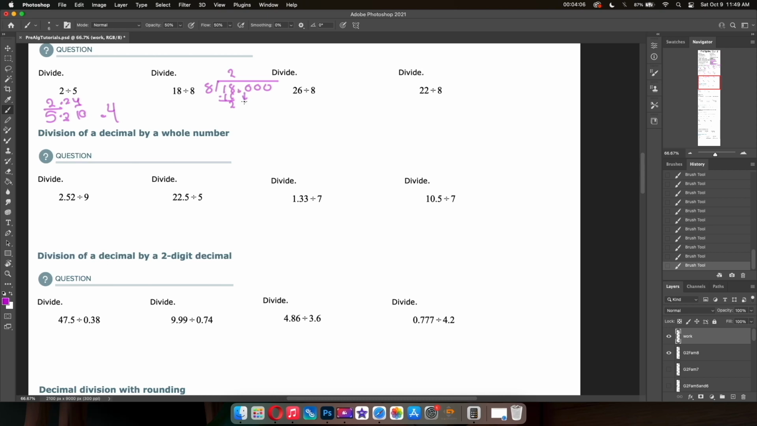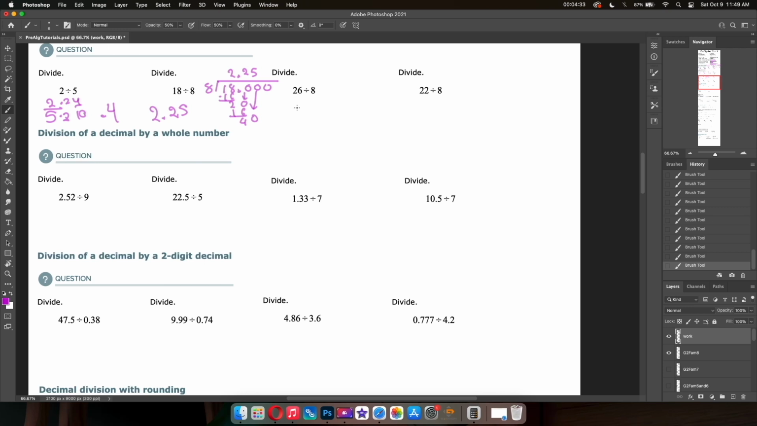Now that I've put in those 0 placeholders, those are the numbers that can drop down to help with the long division. 8 goes into 20 again twice, so that is going to be 16. That's 4, and then another 0 drops down, and 8 goes into 40 5 times. So I was right. Oh, okay. So 2.25 is our final answer. 26 divided by 8.